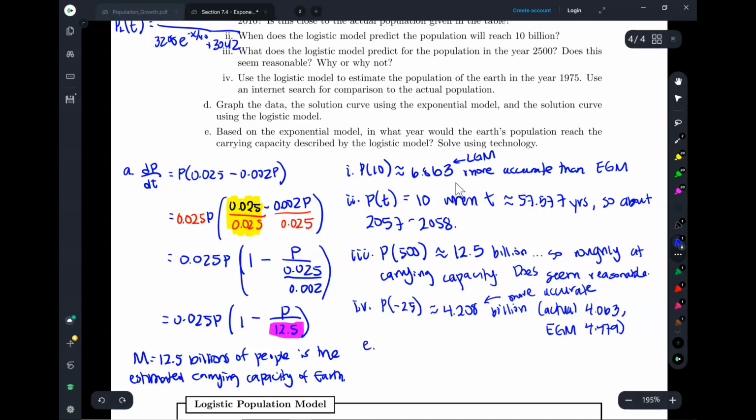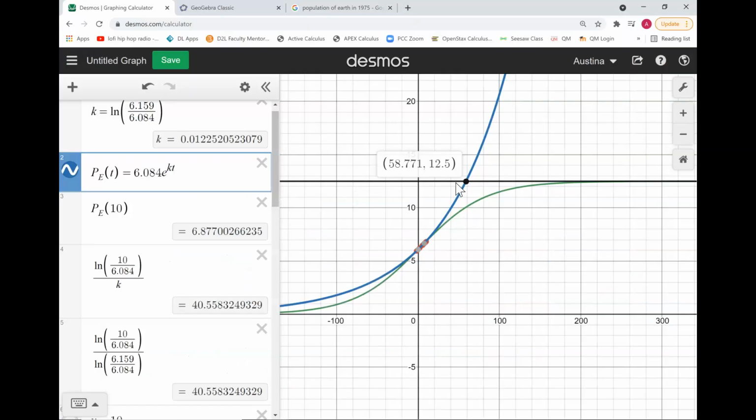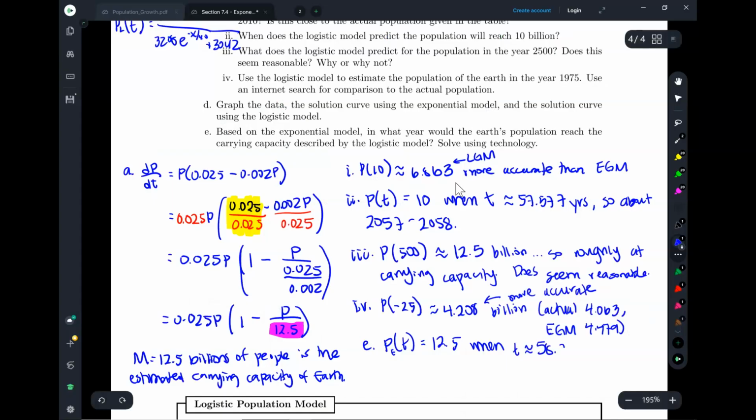What we're really solving is P of t equals 12.5. Let me put the exponential here so that it's clear I'm talking about the exponential model, not the logistic model. That seems to happen when t is about 58.771, so about the year 2058 to 2059. But again, that's with the exponential growth model, isn't it?